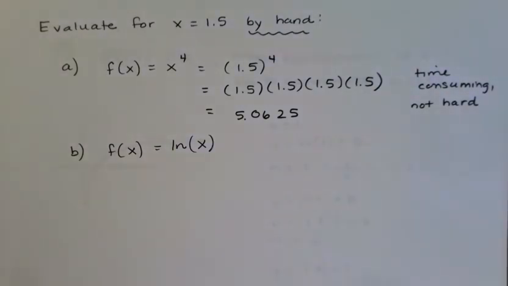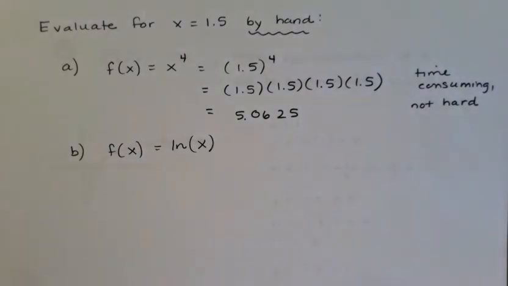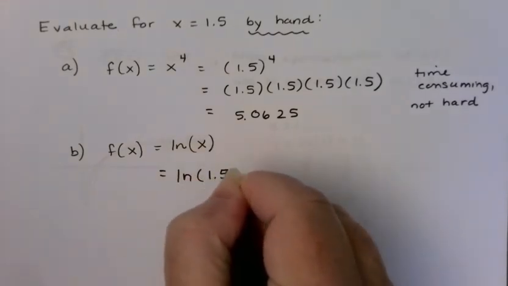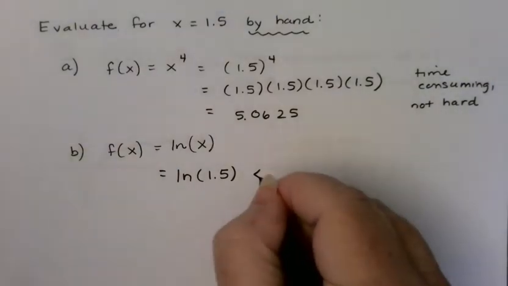Now consider the next problem. This time the function f of x is the natural log of x. So when I plug in my 1.5, I'm asking for the natural log of 1.5. This isn't a matter of something that I know how to do and it's just time consuming. This is a quote-unquote hard problem, right? In fact, it's not a problem that you probably would be able to do by hand at this stage.